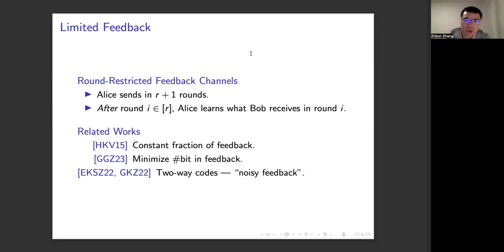And also, we can try to minimize the total amount of feedback sent from Bob to Alice. Like instead of saying we can only have, let's say, 2 rounds of feedback. And besides, there are also some related works on what we call two-way codes, which basically means the task is still for Alice to send one message to Bob, but they can engage in an interactive protocol where they communicate back and forth over the same noisy channel. So it can be viewed as a way of implementing a noisy feedback mechanism.